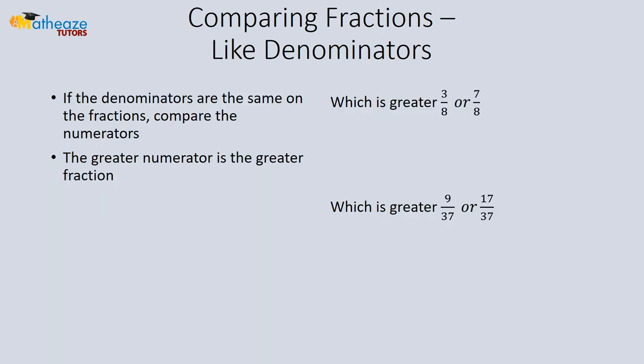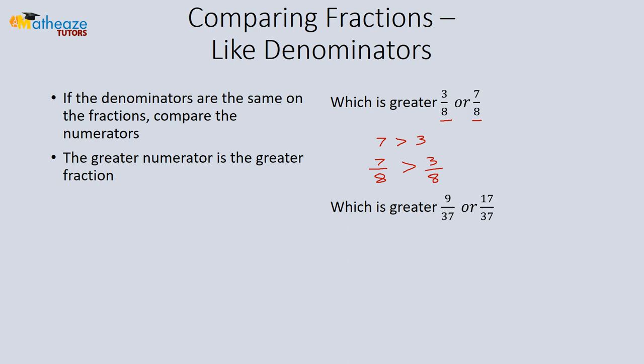Now let's look at comparing with like denominators. This is probably the easiest one because once the denominators are the same, you can easily just compare the numerators. So if you look at this example here, which is greater, 3 over 8 or 7 over 8? The denominators are the same, so what you're going to do is just compare the numerators. 7 is greater than 3, so 7 over 8 is going to be greater than 3 over 8. That's how simple this one is.